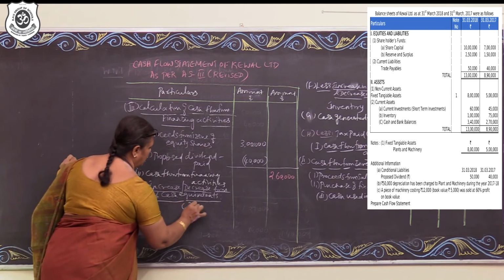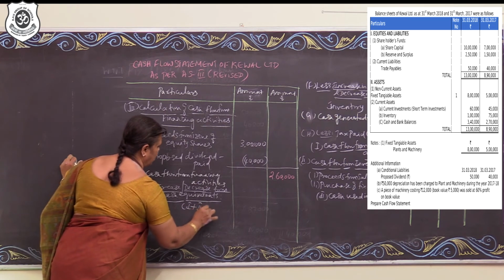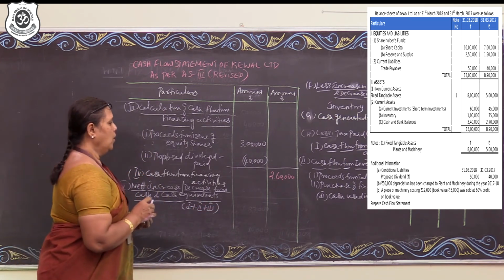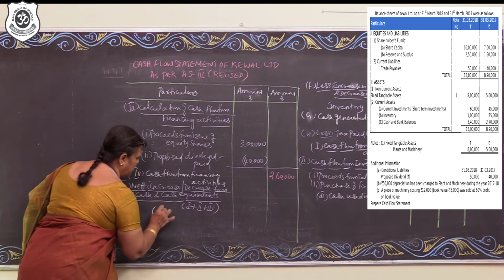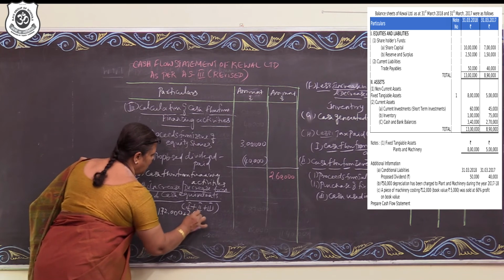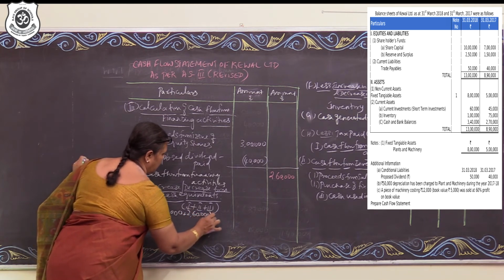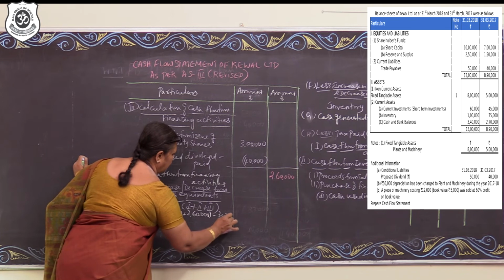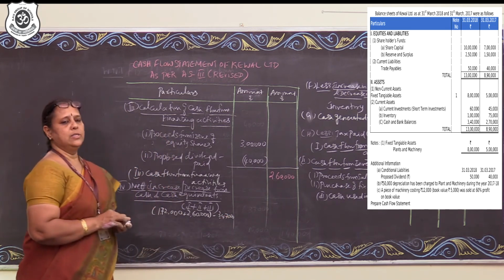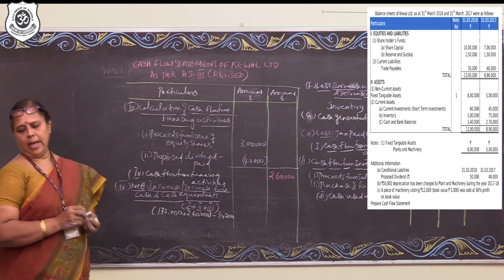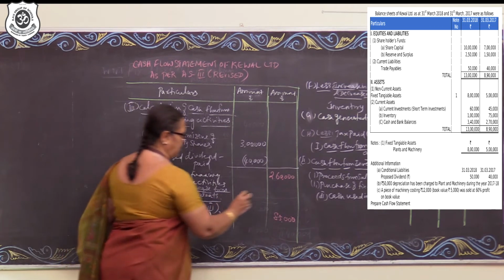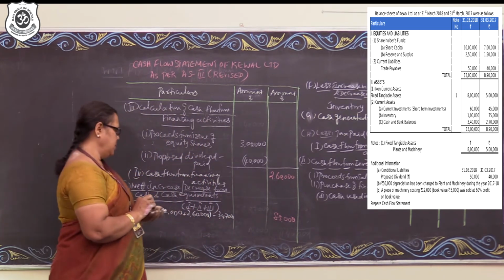So which is nothing but 1 plus 2 plus 3. So we have 1,72,000 plus 2,60,000 minus 3,47,000. This is going to be our net increase or decrease in cash and cash equivalents. So we got 1 plus 2 plus 3 to be 85,000.